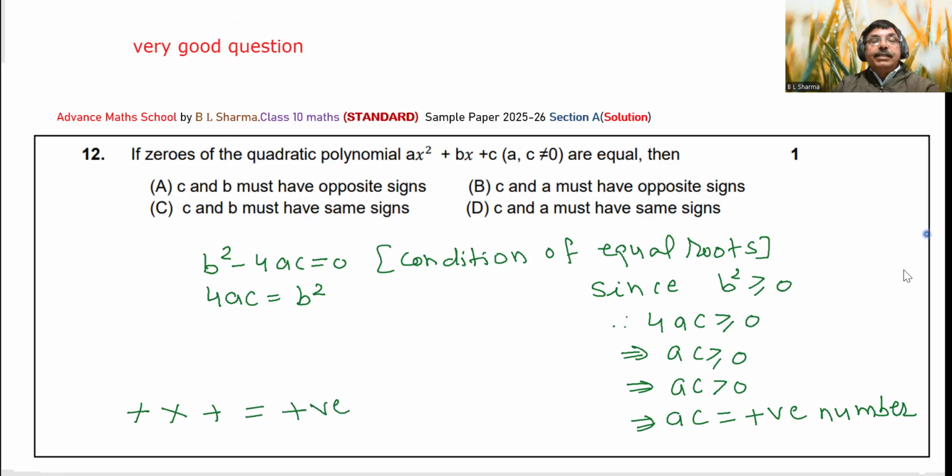पॉजिटिव इंटू पॉजिटिव दैट इज ए पॉजिटिव नंबर. नेगेटिव इंटू नेगेटिव दैट इज ऑल्सो अ पॉजिटिव नंबर. या तो ये दोनों पॉजिटिव होंगे या ये दोनों ए और सी नेगेटिव होंगे. Either both A and C will be positive or both A and C must be negative.